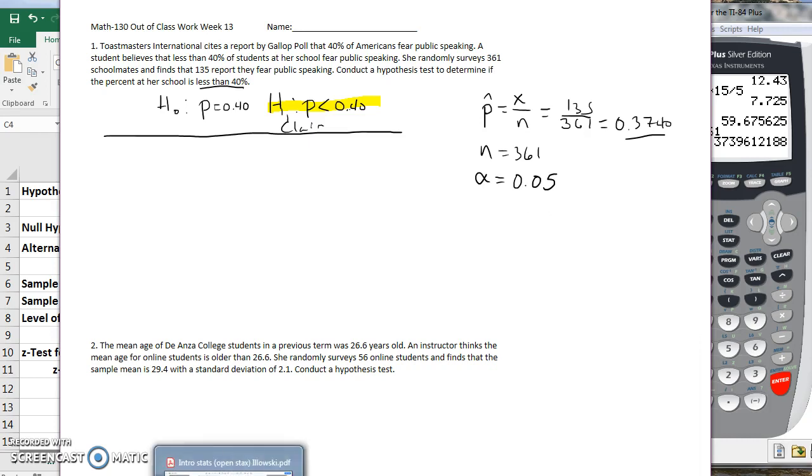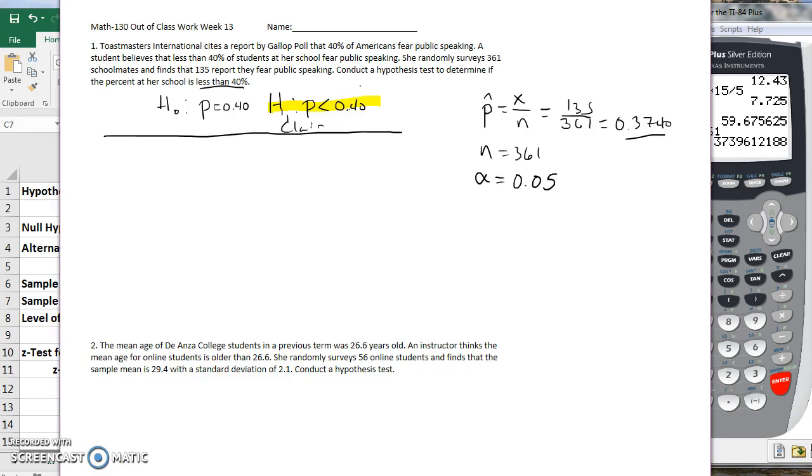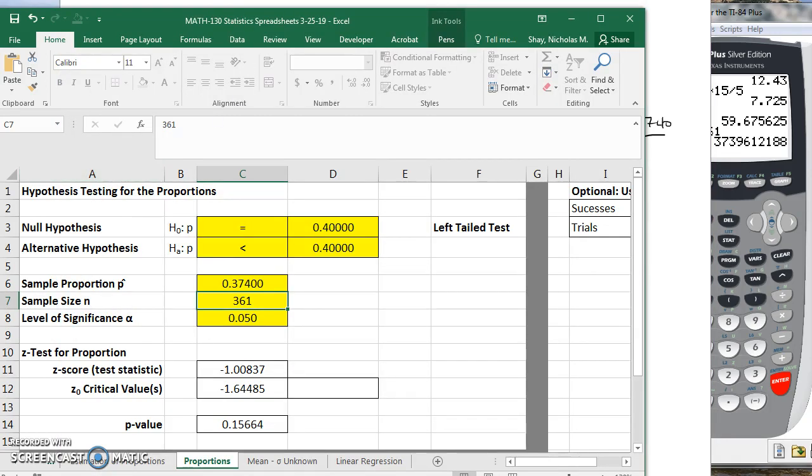Now let's put those values in. So ours was 0.3740 and a sample size of 361, and we're going to use a significance level of 0.05. And so we get a test statistic of negative 1.01, and then our p-value is 0.1566.